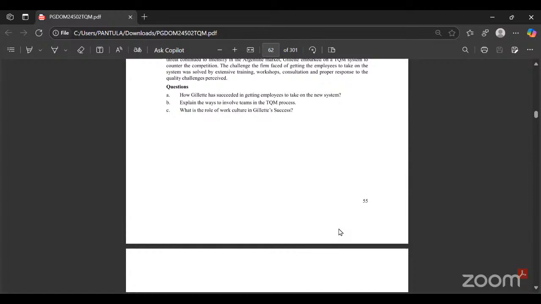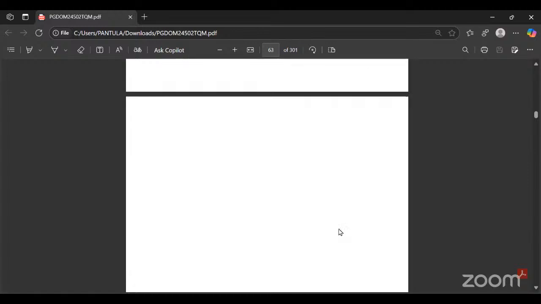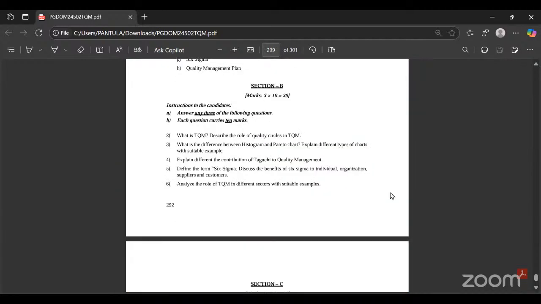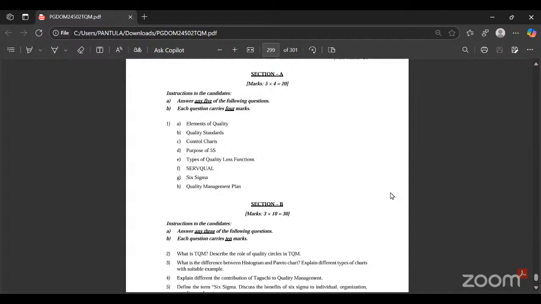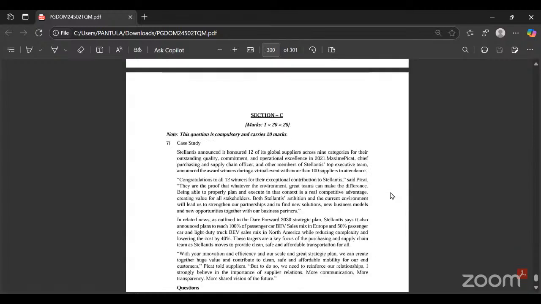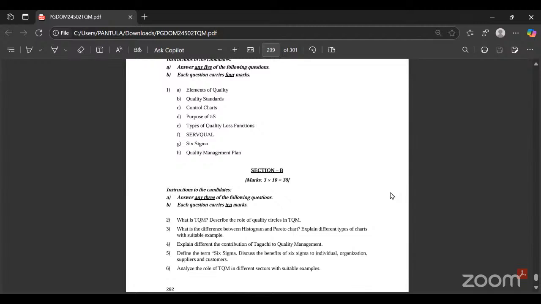In the external exam, there will be one pattern. I'm going through this pattern. Like in your textbook, you can see here we have five 4-mark questions, we have 10-mark questions, and we have one case study that is 20 marks. Case studies play a very vital role in your external examination. That is 20 marks, and the 10-mark questions are 3.